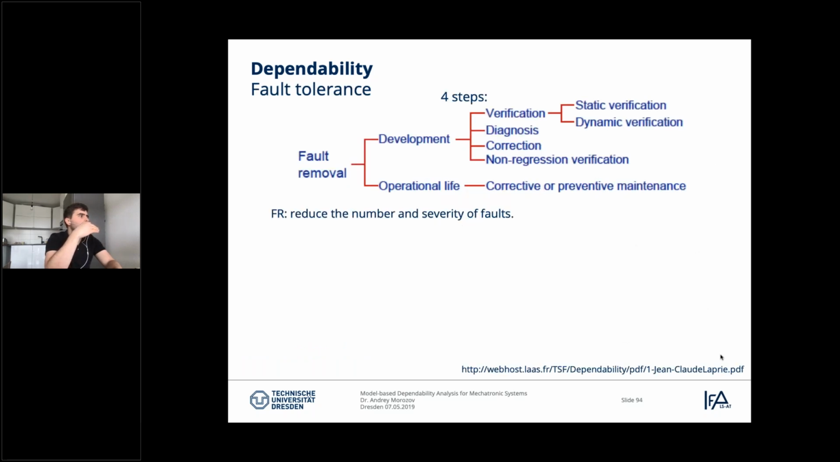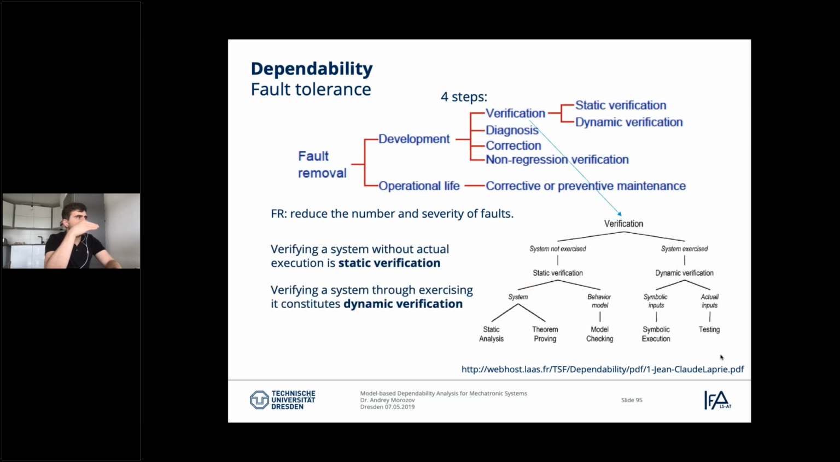Fault removal can be done either in the development phase, during the verification, diagnosis, correction, or non-regressive verification, or it can be done during the operational life because of the corrective or preventive maintenance. Verification has different kinds, different methods, or groups of methods, for how we can verify that our system is correct. There are static analysis, theorem proving, model checking, symbolic execution, and testing.